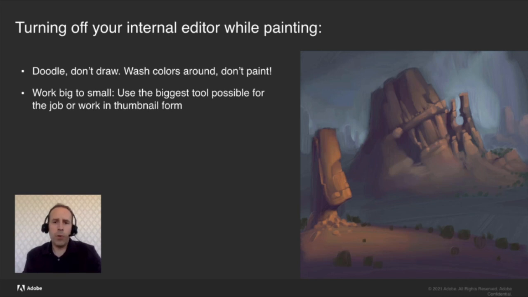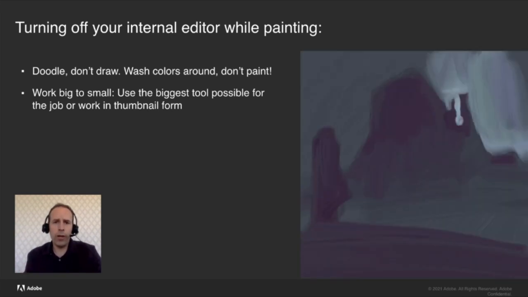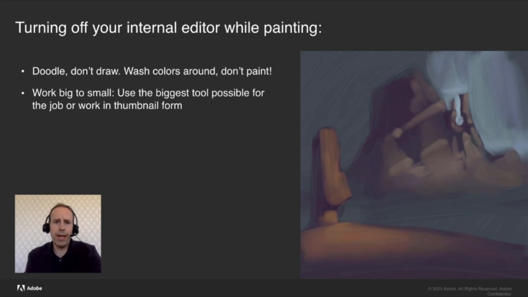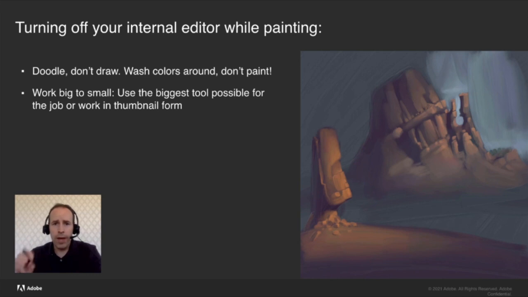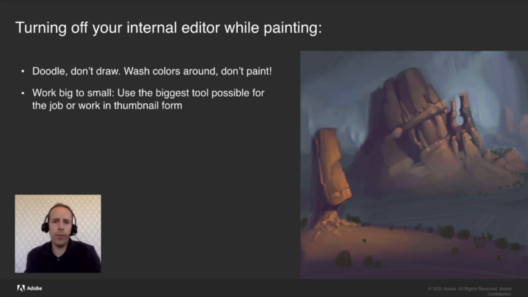Second, work big to small. I try to stay zoomed out and just work with the biggest brush that I can. I work on a 3000 by 3000 canvas, but you can work smaller. Just use the biggest tool possible for the job at any given time. Don't scale that brush down. Don't zoom in until you feel that it's appropriate to start getting into detail, until you actually know what you need to do down there into those lower resolution areas.